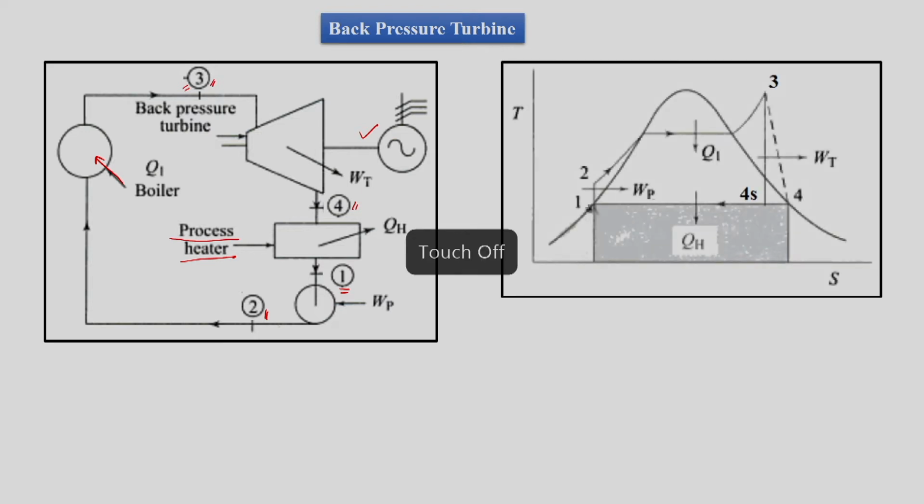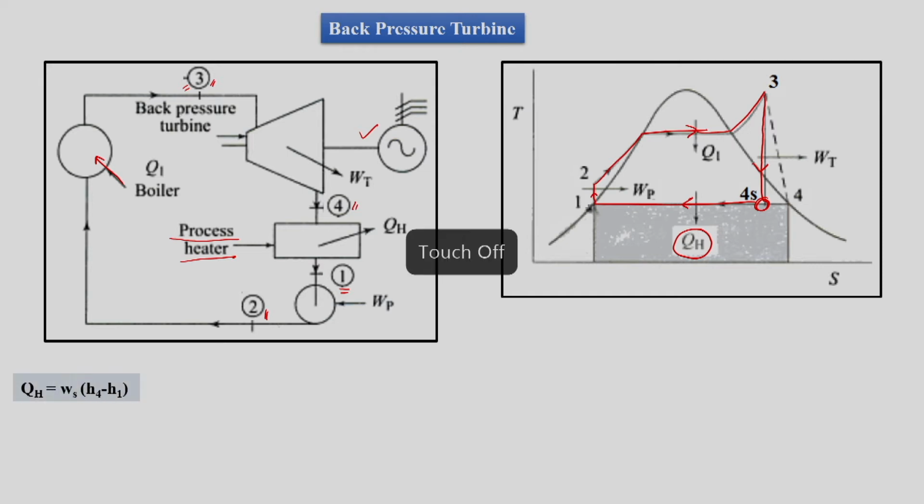Then we have the T-S diagram, where 1 to 2 is the pumping process, 2 to 3 is heat addition in the boiler, 3 to 4 is the turbine, and 4 to 1 is the process where we release heat, and that heat is released for process heating. This is how we are thinking presently, and such a turbine in which the exhaust is supplied to the process heater instead of a condenser is called a back pressure turbine.